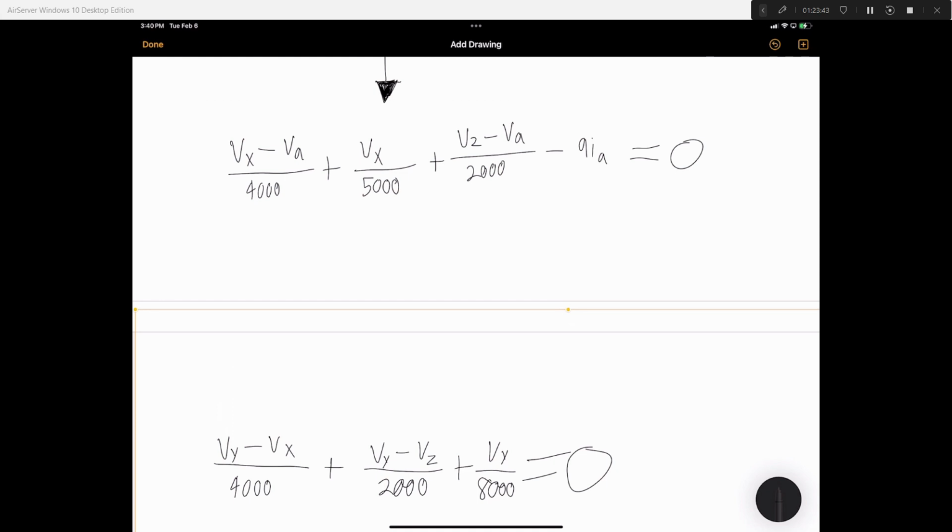I think that's right. Let me type that in. Alright, we're going to do v sub y minus v sub x divided by 4,000. Right. Plus negative v sub x divided by 5,000.